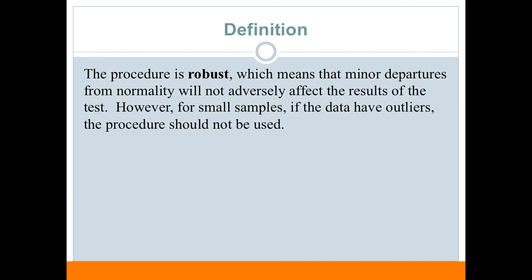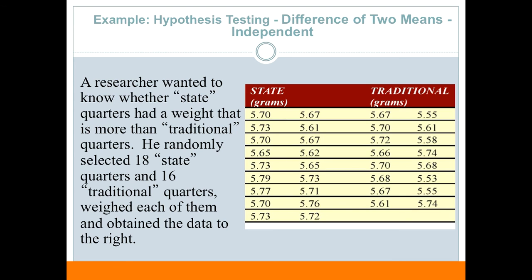Now, this procedure is robust, which means that minor departures from normality are not going to adversely affect the results. However, if you have small samples or if the data has outliers, really you should not use this procedure. So what we're going to do is look at state and traditional quarters. This is an example that we talked about much earlier in the presentation.